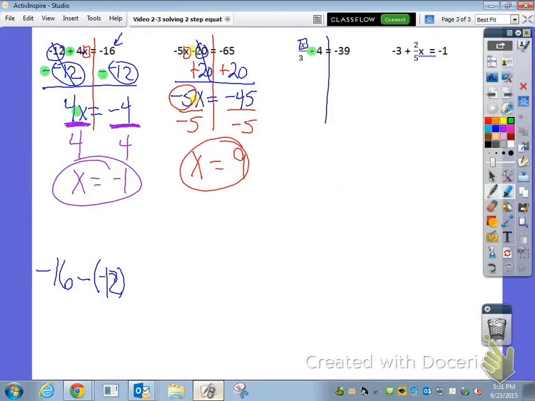Okay, draw your line, box your variable, and I get rid of addition or subtraction first. There's subtraction. The opposite of subtraction is to add. So I'm going to add. What is beside it? It's a 4. So I'm going to add a 4. Cancels out. I have x over 3 left on the left side, negative 39 on the right side. There's my equal sign.